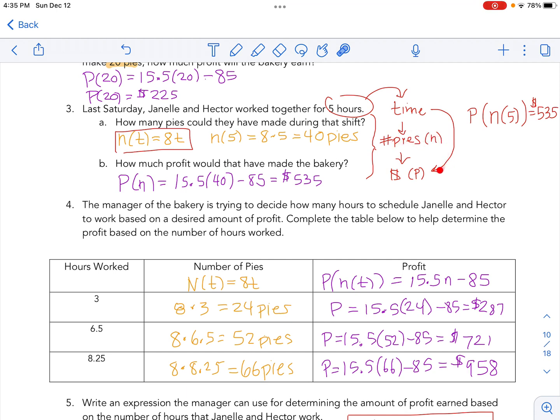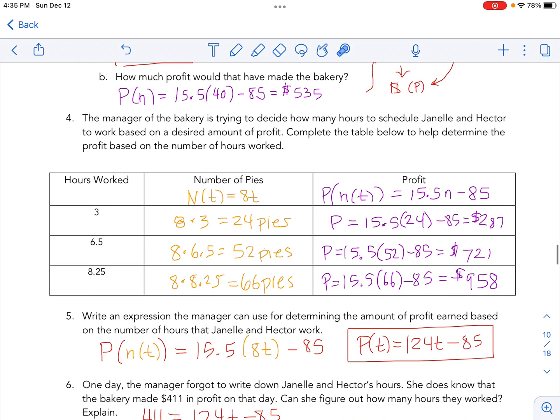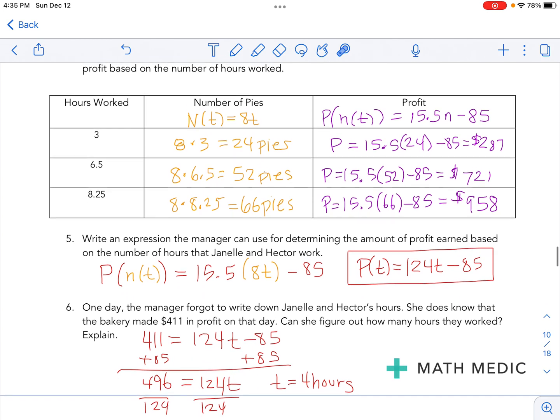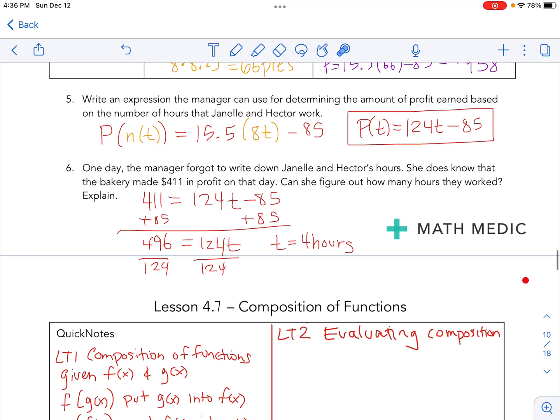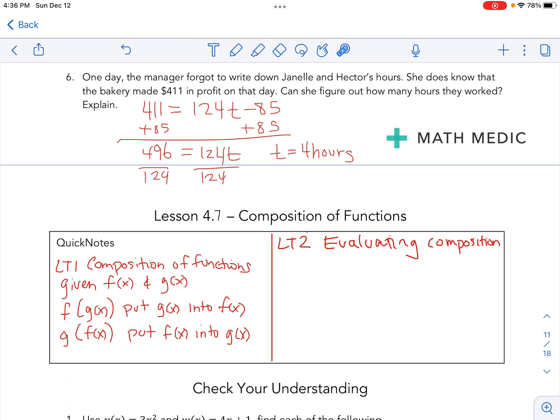So we started with time. I kind of mapped it out here, right? We started with time, put it into the number of pies function, got the number of pies, then came down here and put that into the profit function and got the profit. Or we could find the profit directly, just by directly substituting time into the composite. Substituting time, making the composite, and then substituting the original variable into the equation. So we can evaluate the composition those two ways.